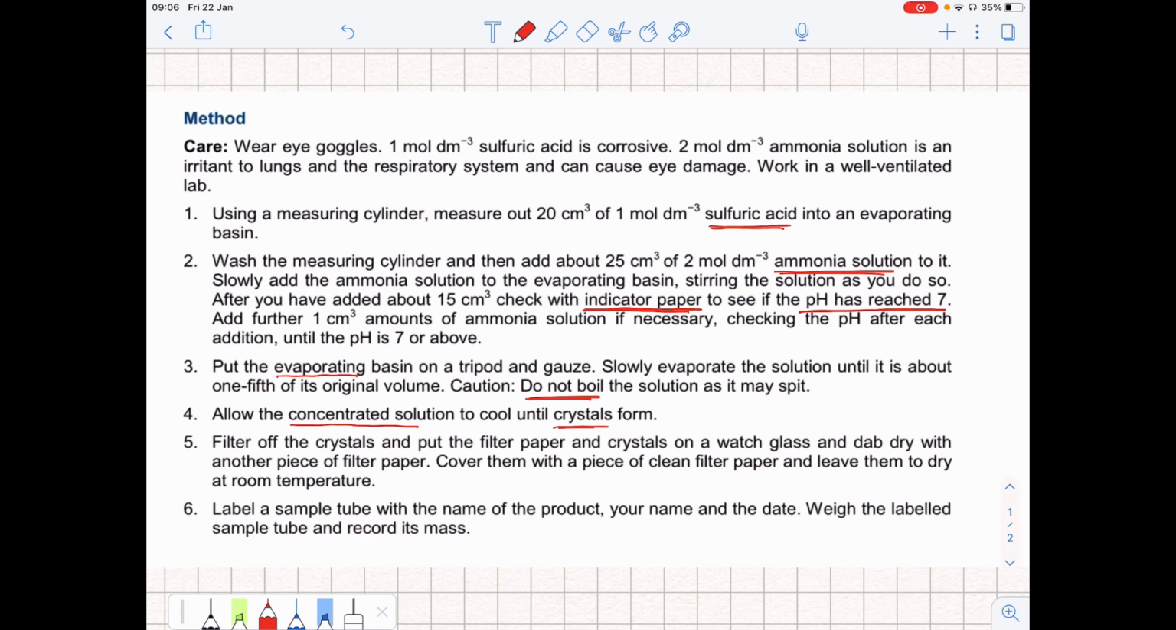Then we can separate the crystals by filtering them using filter paper, as you can see there, allowing them to dry, and then we get our ammonium sulfate crystals being produced. So there are the steps that we'd carry out in a laboratory.